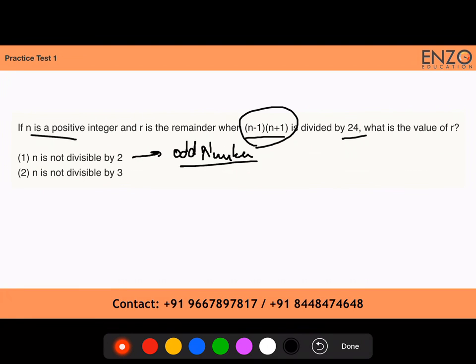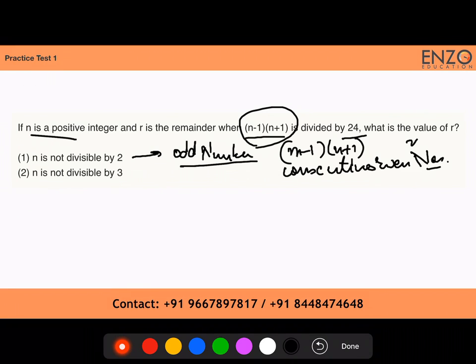So if n is an odd number, n minus 1 and n plus 1 both are even numbers, and if we see carefully, these are consecutive even numbers. When I say consecutive even numbers, for example, n is equal to 3, let's say. So it means (n minus 1) into (n plus 1) would be 2 into 4. Similarly, we can have combinations like 2 into 4, 4 into 6, or 6 into 8, those kind of combinations.